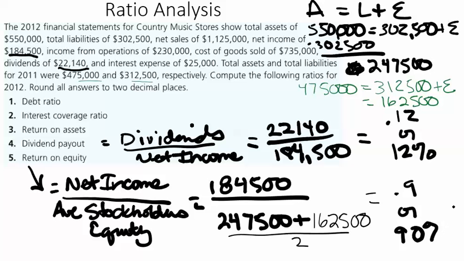So that's a pretty good return on equity. I mean, you can't get higher than 100%. So effectively, with the equity they have invested in the company, they're generating a good amount of income, 90%.